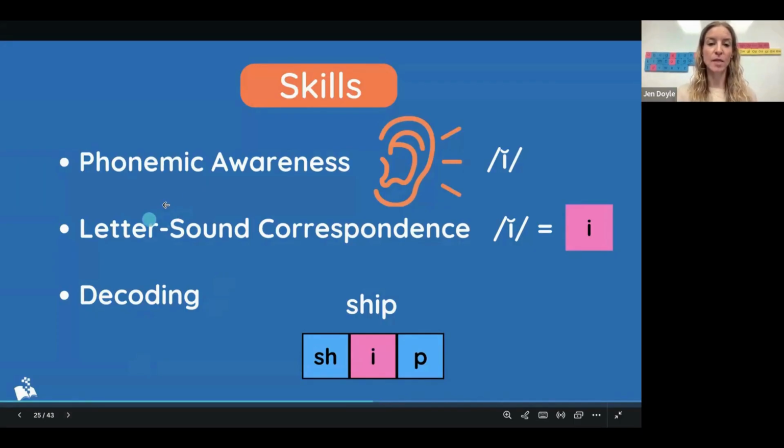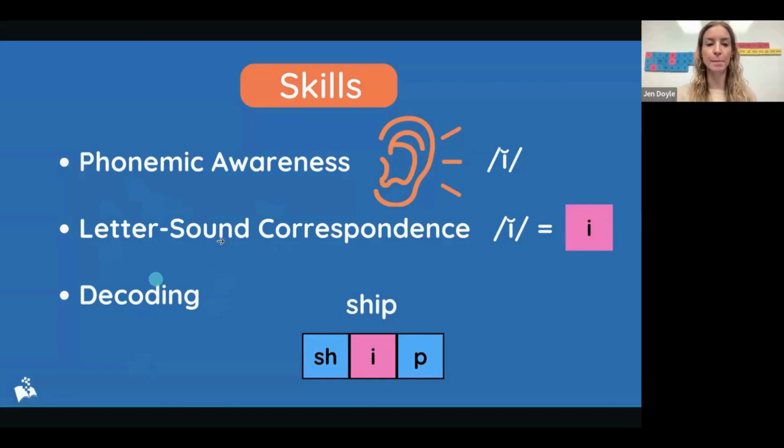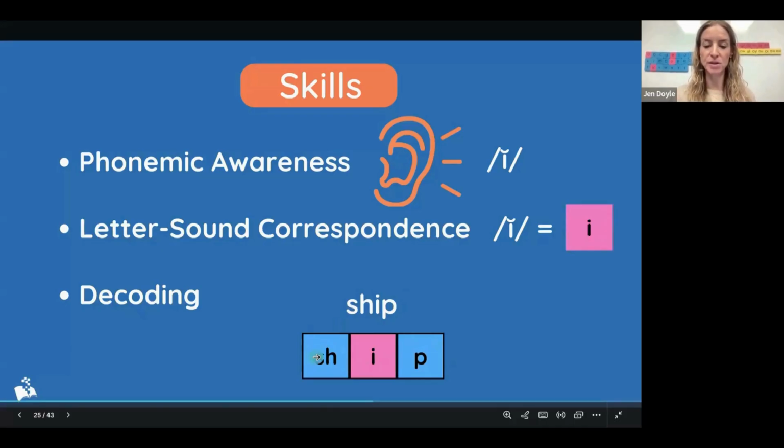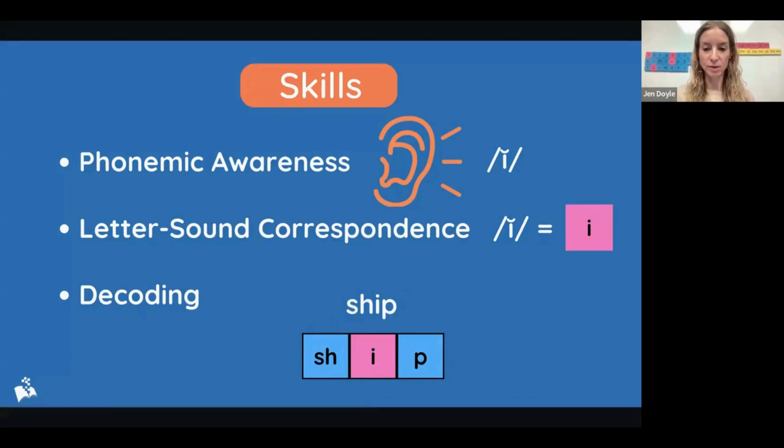So we need to teach phonemic awareness, which is going to build the ability to develop letter-sound correspondence and knowing that i is represented by the letter I. And then that's going to enable students to decode it when it's within the context of a word, like in the word ship. They'll be able to break it up into sh, i, p, and really see how those letters are represented by sounds and put those pieces together. So these are the skills that you'll see taught within that lesson. And so remember, orthographic mapping is the process. These are the specific skills.